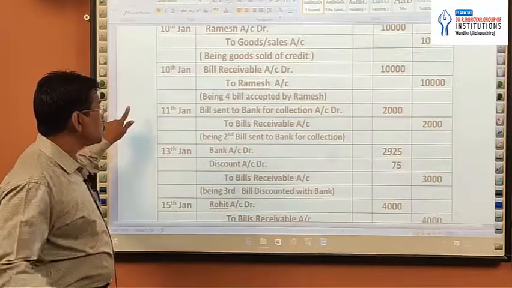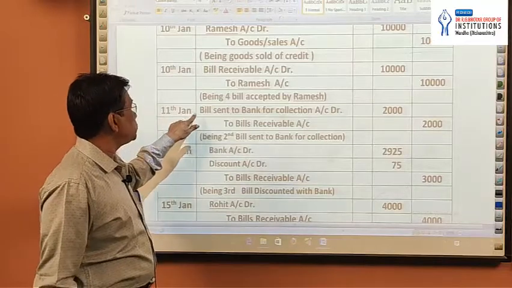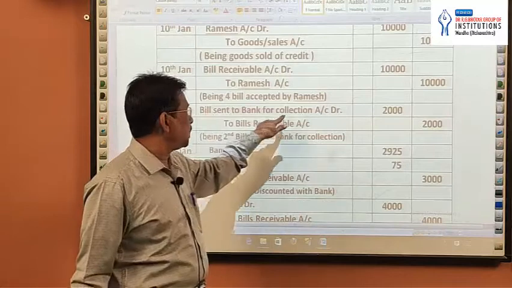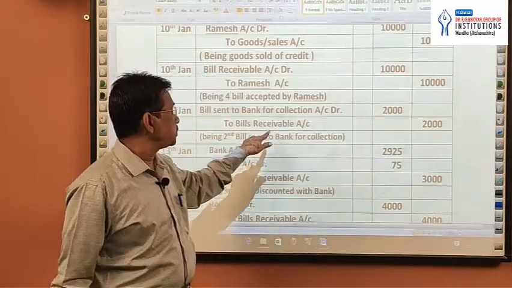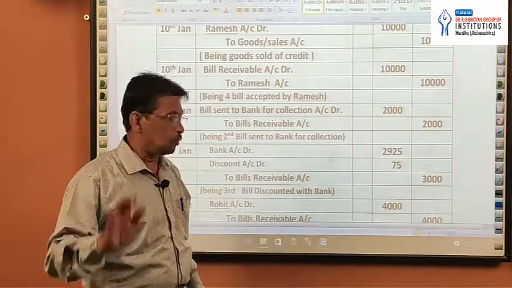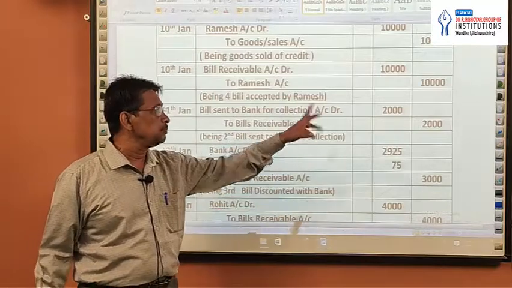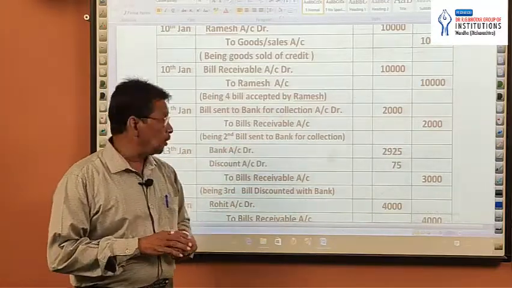So next, the first bill is retained himself up to the due date, but the second bill on 11th January was sent to the bank for collection. So the entry: bills sent to bank for collection account debit rupees 2,000, to bills receivable account credit, what goes out, the bill goes out to the bank. Therefore, to bills receivable account 2,000, being second bill sent to bank for collection.